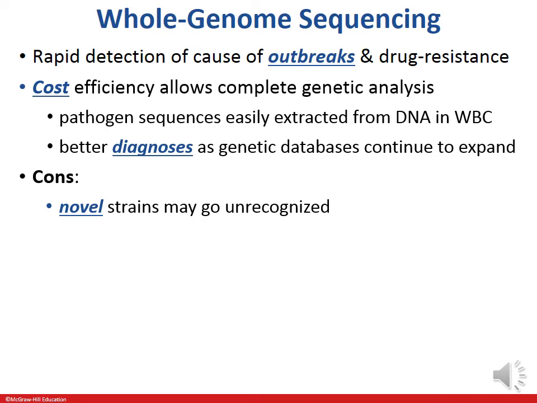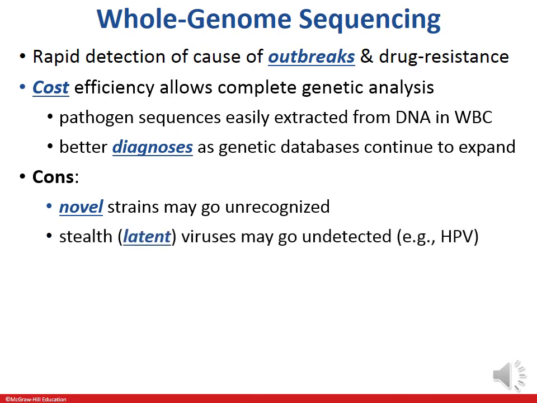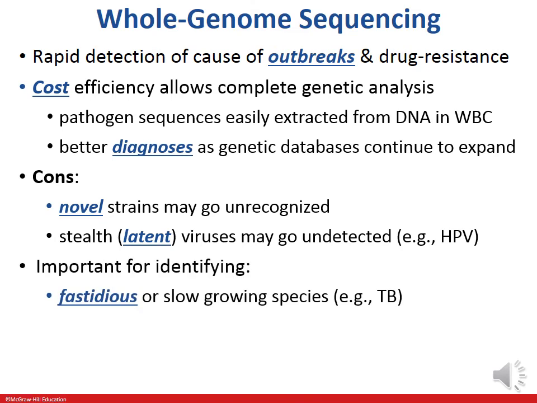The downsides, of course, is if there's a strain that we don't have in those databases, then it may not be recognized as a pathogen. It might be assumed to be normal microflora. And then, of course, we know some viruses can insert themselves in our DNA, and so they're sometimes referred to as stealth viruses or latent infections. So things like human papillomavirus can hide out in our DNA in places that might appear as a normal gene in those strands.